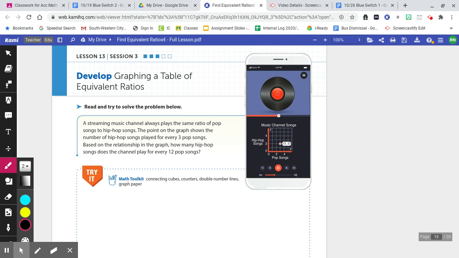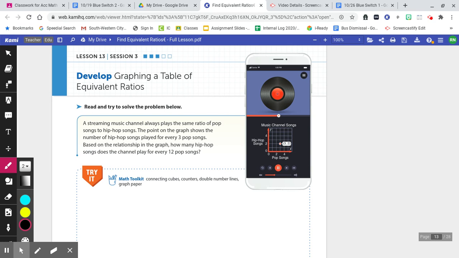So here's the story. We're going to read it and try to solve the problem below. A streaming music channel always plays the same ratio of pop songs to hip-hop songs. The point on the graph shows the number of hip-hop songs played for every 3 pop songs. Based on the relationship in the graph, how many hip-hop songs does the channel play for every 12 pop songs?